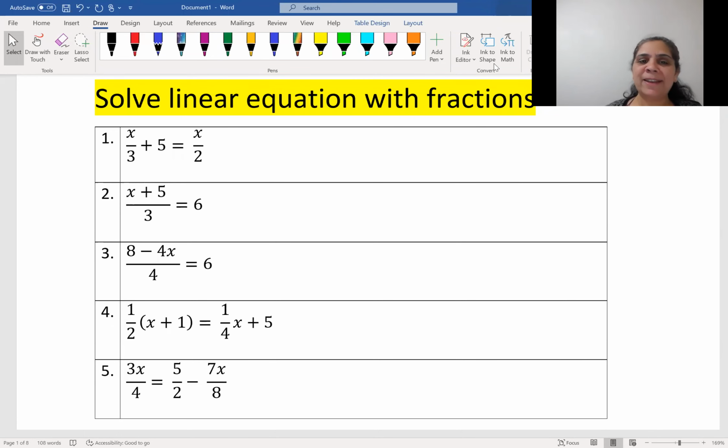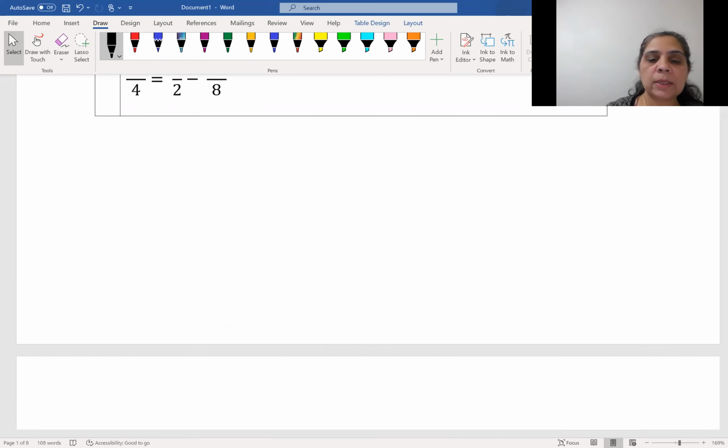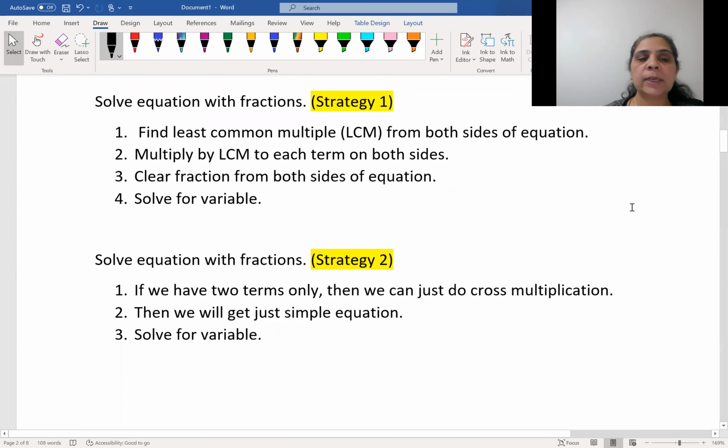This is Dipta Savalia, and today we will learn how to solve linear equations with fractions. We will work with these 5 examples and see how to solve them. We will use these 2 strategies, and see which one we can work with. So here we have 2 strategies.